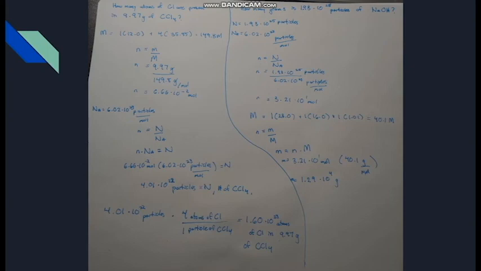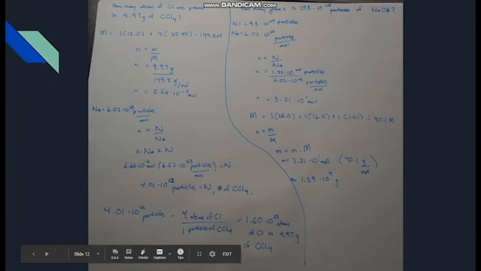However, we are looking for the number of atoms of chlorine present, not the number of carbon tetrachlorides present. Because of this, we're going to take the number of carbon tetrachlorides present and multiply it by 4, because we have 4 atoms of chlorine for every particle of carbon tetrachloride, and we get 1.60 times 10 to the 23 atoms of chlorine in 9.97 grams of carbon tetrachloride.